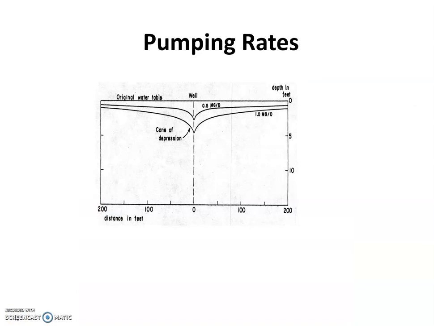So as I said previously, the more water that's pumped, the deeper the cone of depression. So this is a diagram from your lab manual showing the original water table at the top here, and then different pumping rates. This number here, 0.5 mgd, means 0.5 million gallons of water per day. And then the second illustration here with the deeper cone of depression shows a rate of 1.0 mgd, or 1.0 million gallons per day of water pumping. So it's pumping twice as much water and the cone gets much deeper.